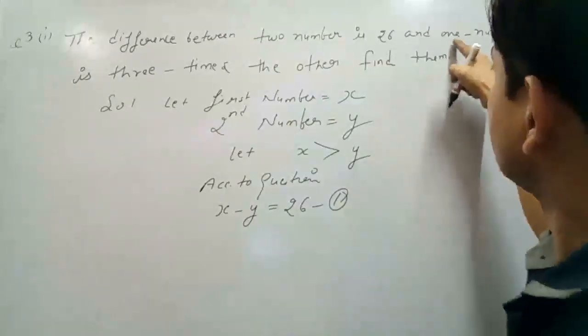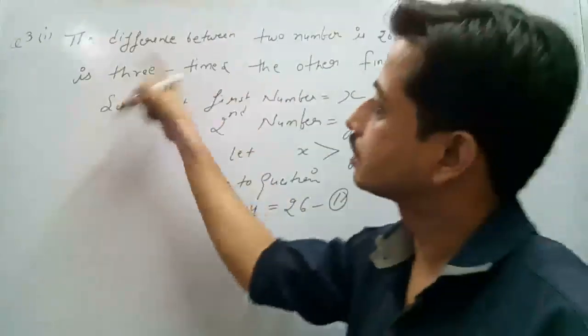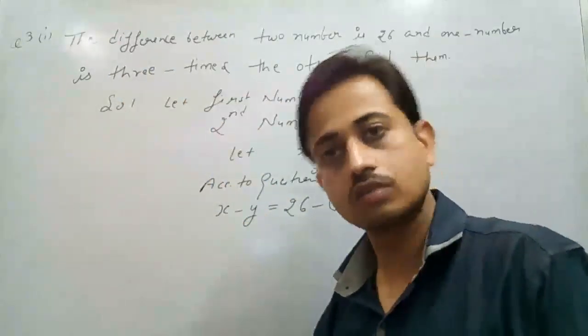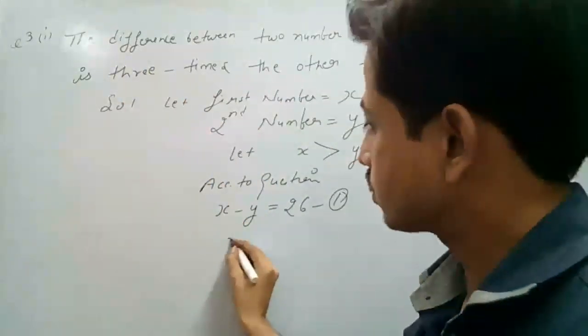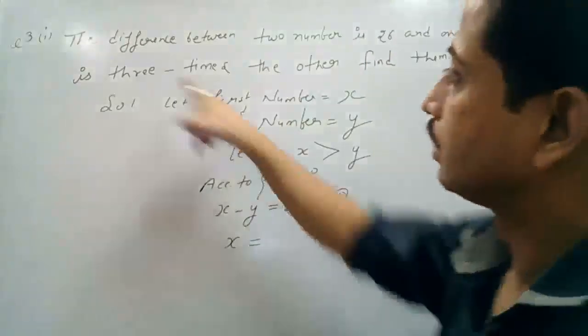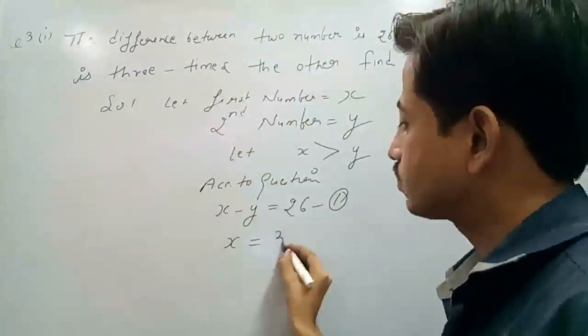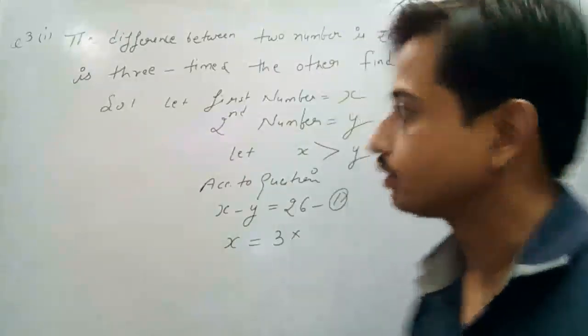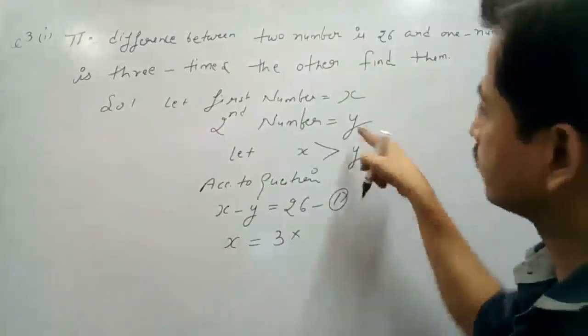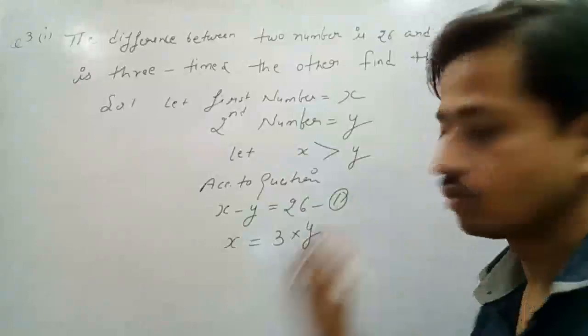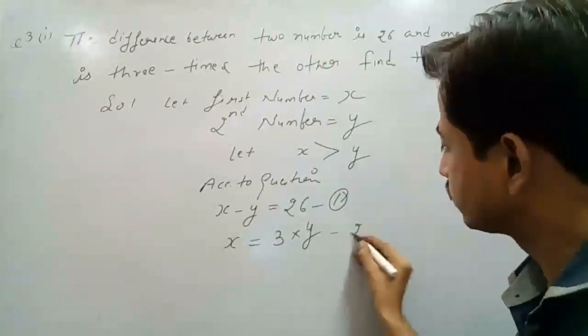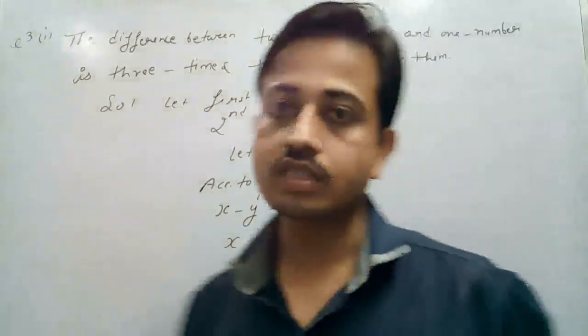Now read the next part: and one number is 3 times. It means the first number is greater. So the first number x is equal to 3 times, which means 3 multiplied by the other number. The other is y. So this is your second equation.